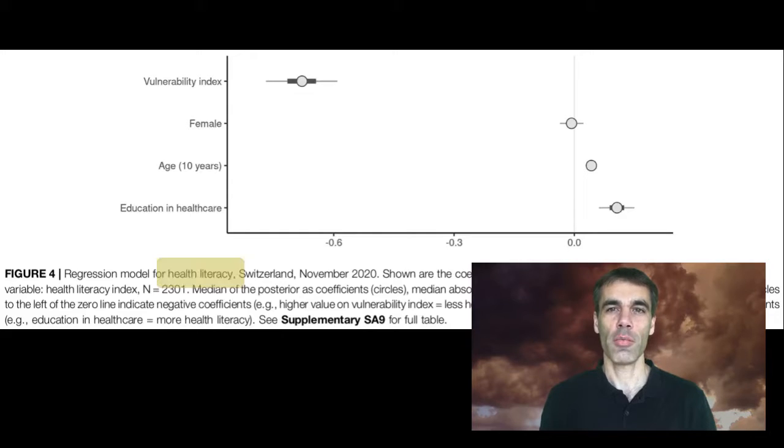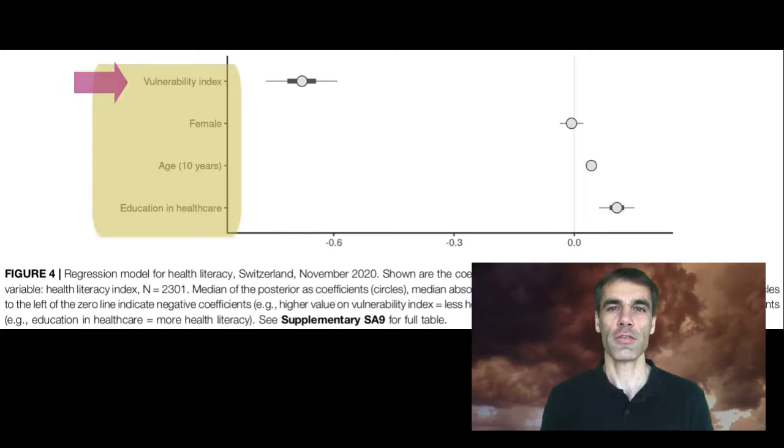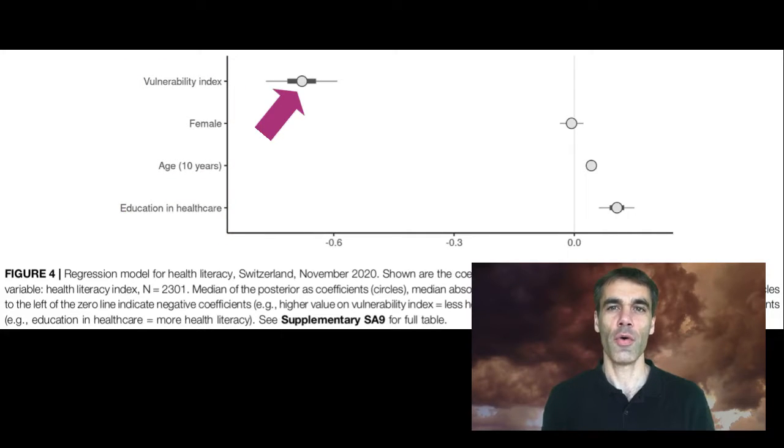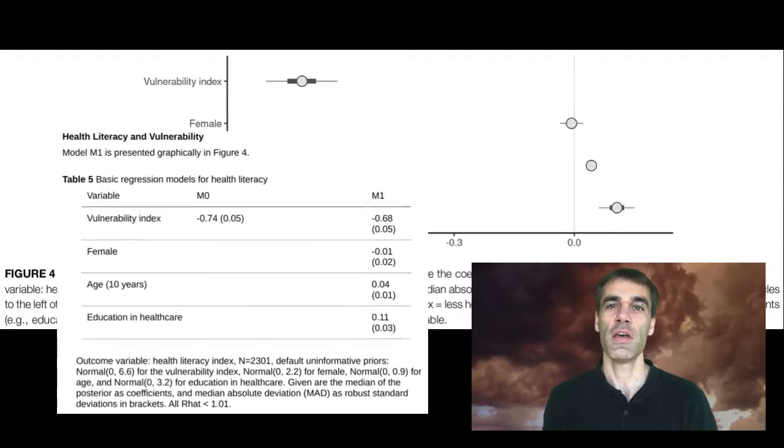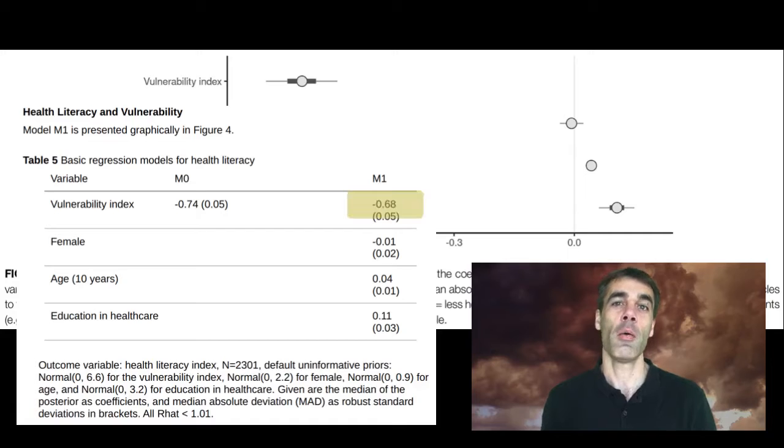Here the outcome variable is health literacy, how well people understand messages on health. We have 4 variables shown, an index of vulnerability as the predictor, plus 3 control variables: gender, age, and whether the person has done any education in healthcare. The coefficient for vulnerability is around -0.7. In fact, in this case we can find a table in the supplement and the corresponding number is -0.68.